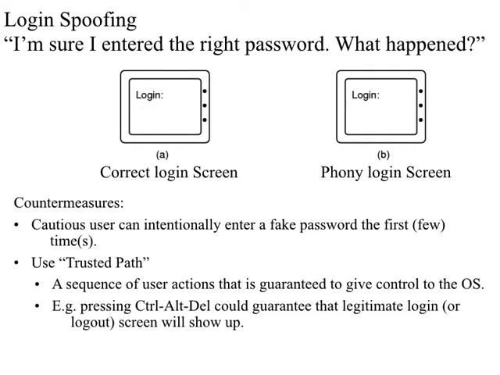A countermeasure for login spoofing is called trusted path. A trusted path is a certain sequence of user actions, such as certain key combinations that the user must press, which, when the action is taken, is guaranteed to give control of the computer to the operating system. For example, when you commonly log into Windows machines, it might ask you to press Ctrl Alt Delete, and this key sequence is guaranteed to give control to the operating system, which would then present you with a legitimate login screen. So this is a trusted path.